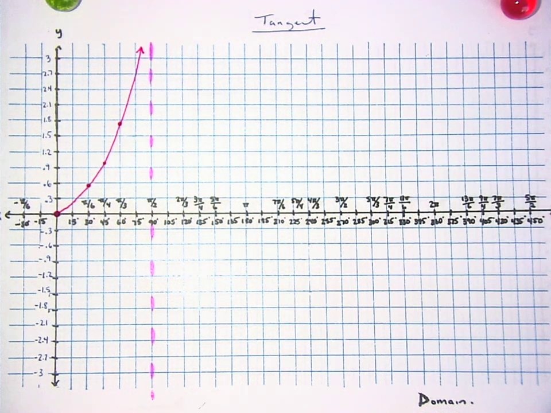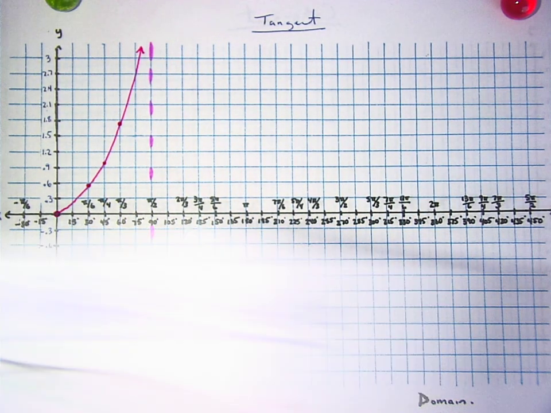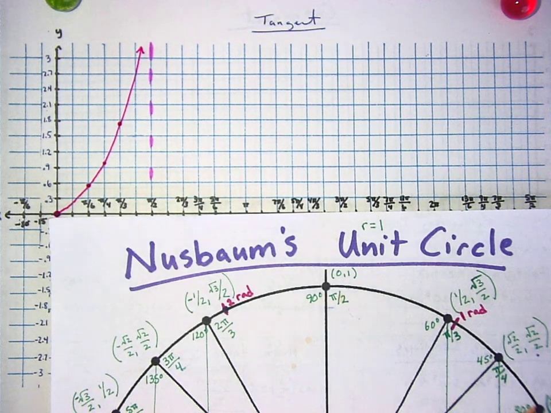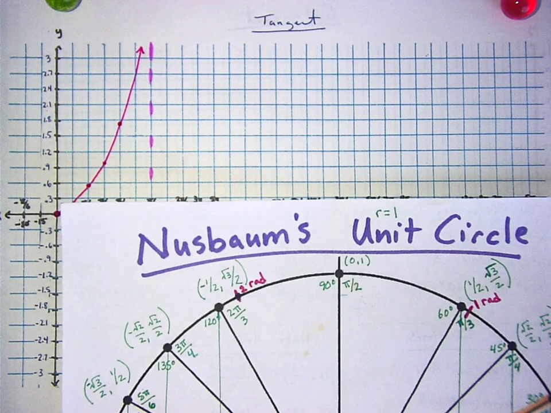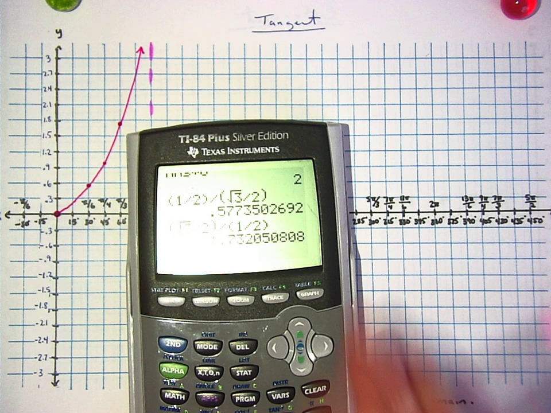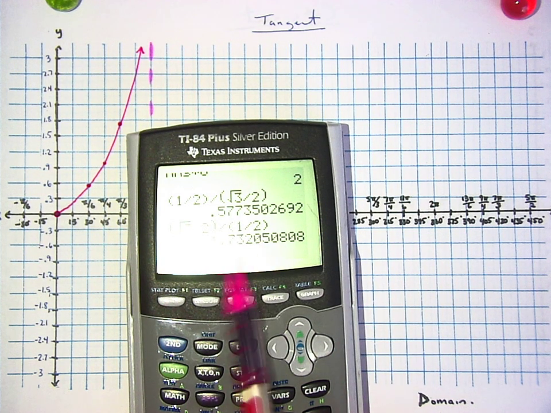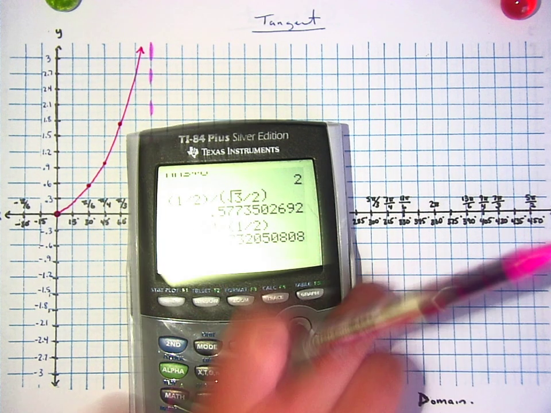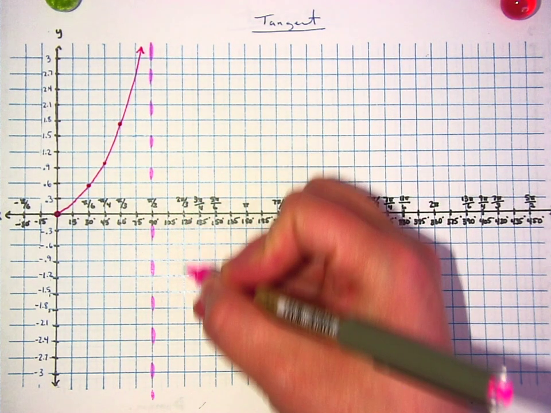Okay, let's try again. 120. We already kind of know this one, right? Because we just did it. We did the square root of 3 over 2 divided by 1/2, but it will be what? Negative. So it's going to be down at a negative 1.73.